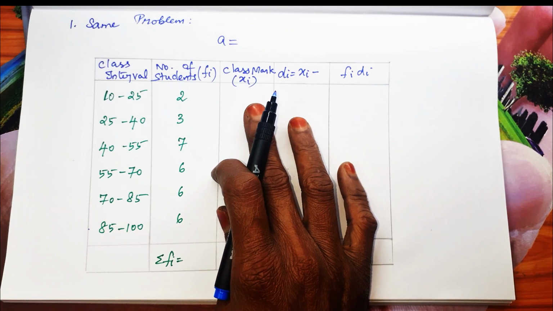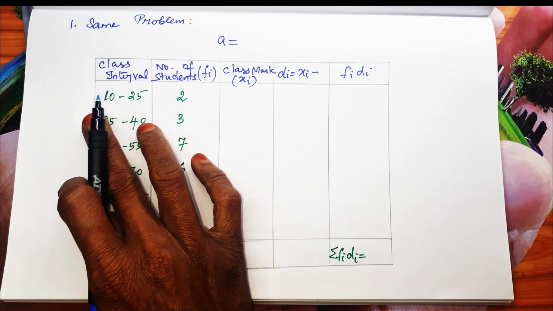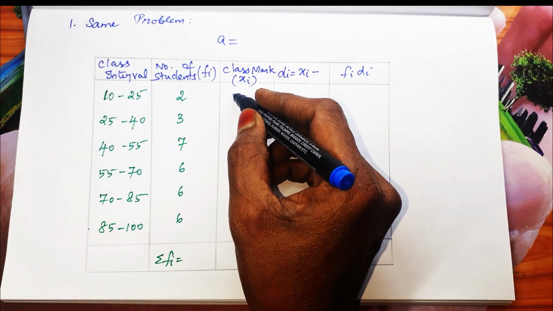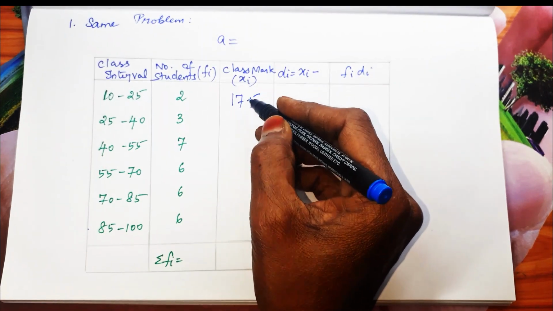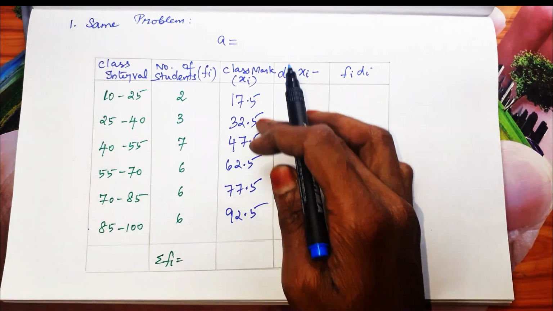Already we got the class marks. What is the class mark? It is the midpoint. Midpoint means adding these two by 2. Am I right? So when we add these two, we are getting 35. 35 by 2 is 17.5. Like that we have to write everything. So we got all the class marks.